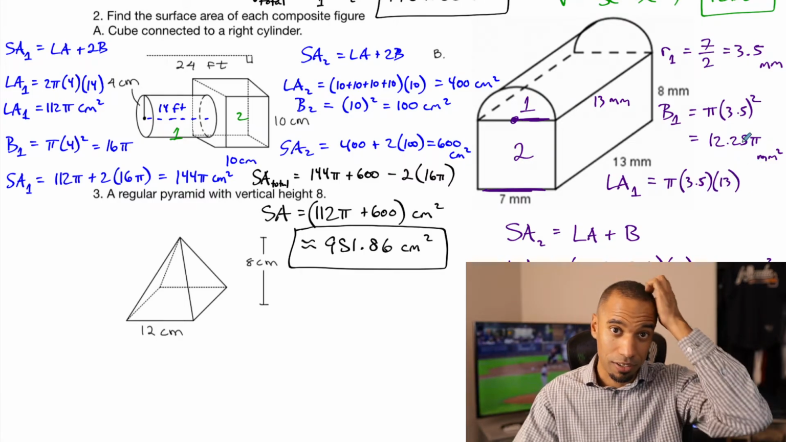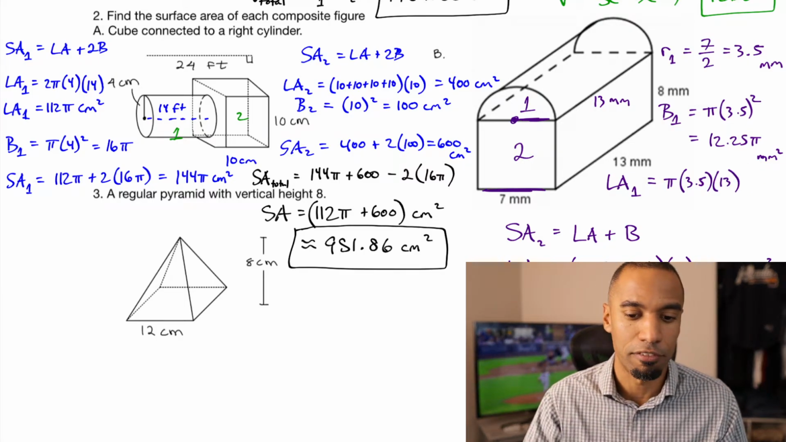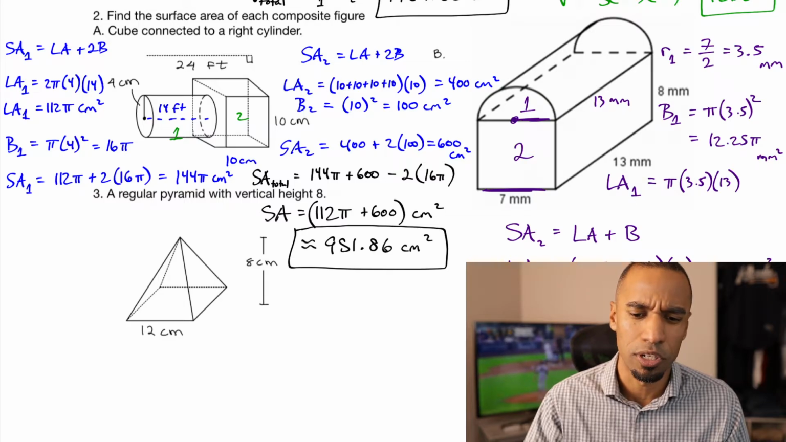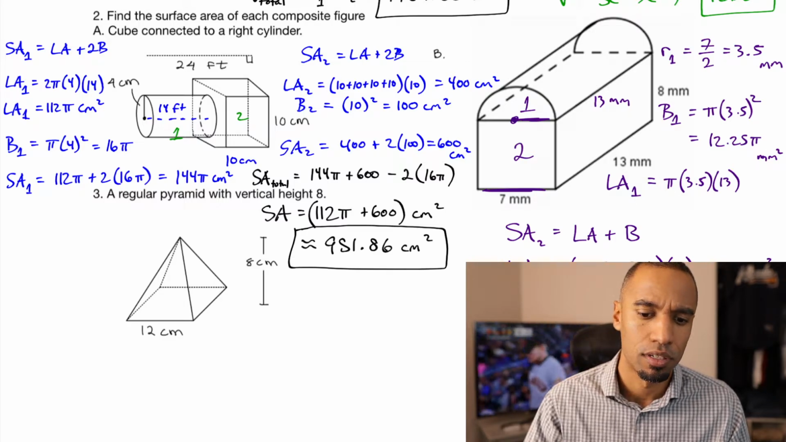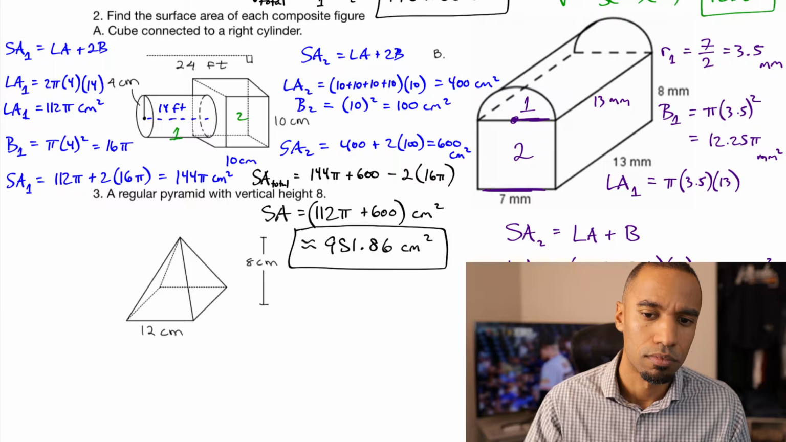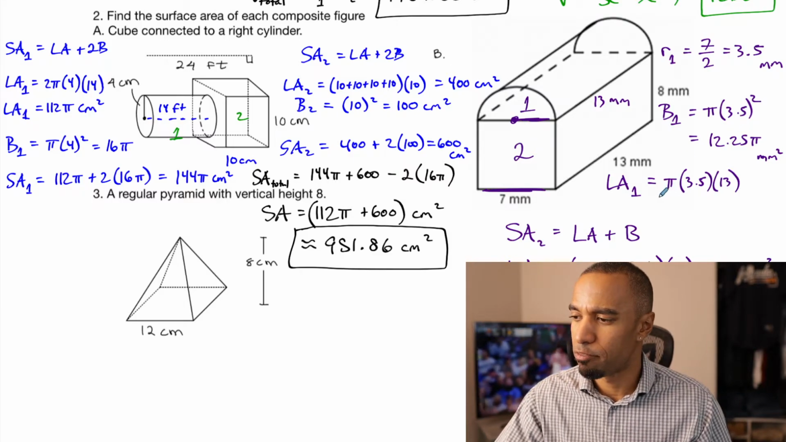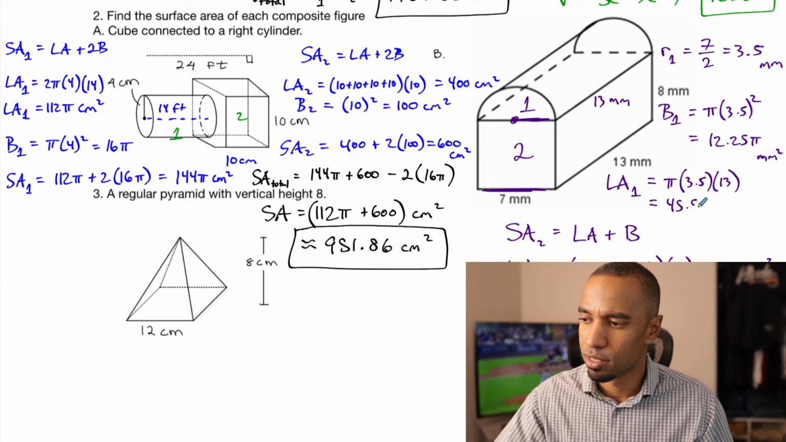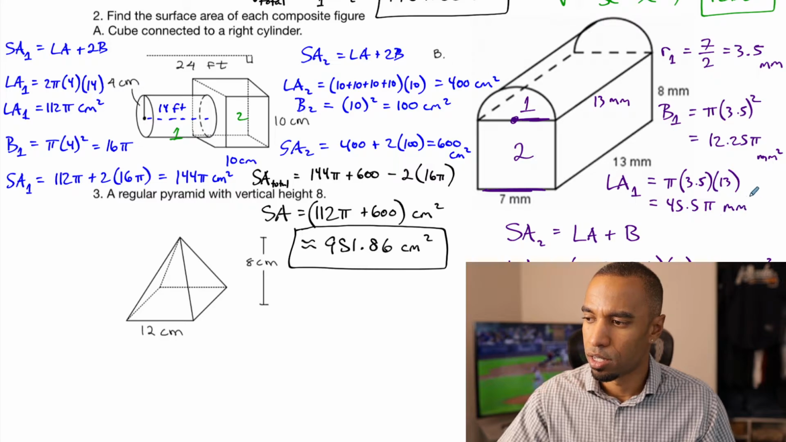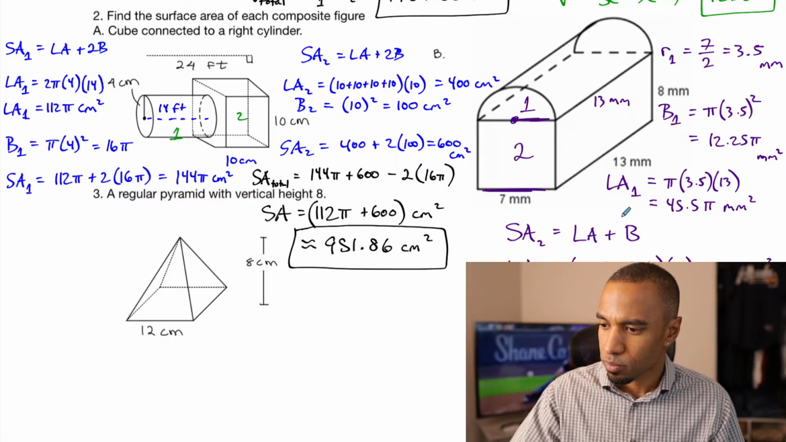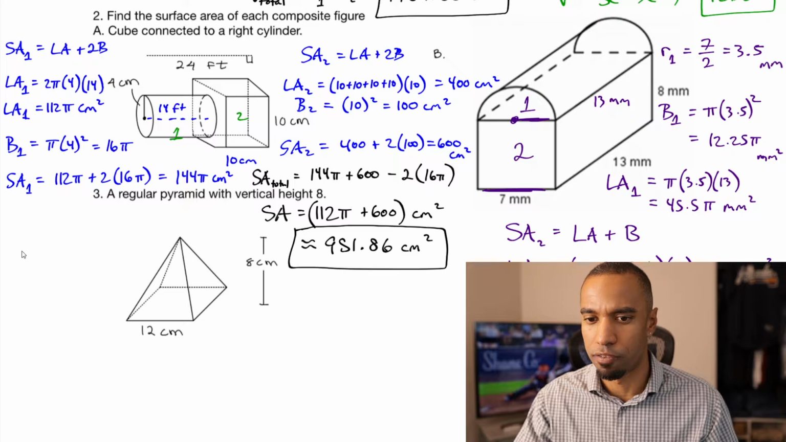Okay, now I kind of want to use a calculator. And I'll get the exact number in terms of pi first. So 13, it should be 45.5. Yeah, 45.5. So that's 45.5 pi square millimeters there. So I didn't really write it as a surface area, the whole thing here.